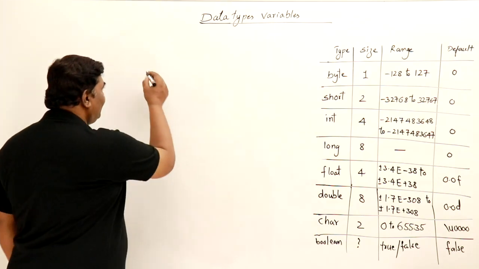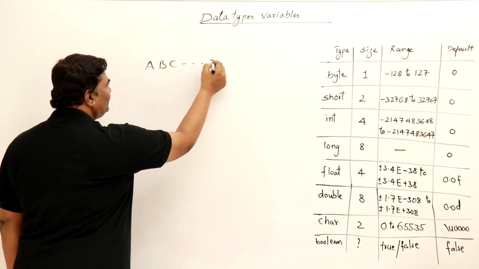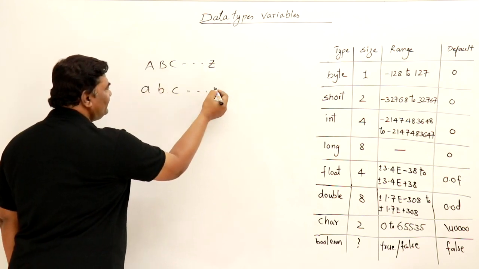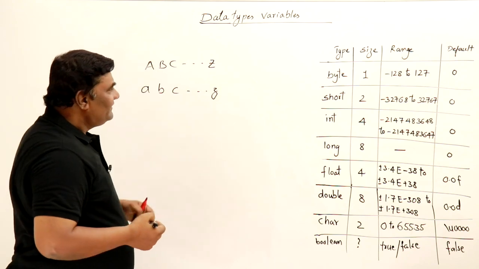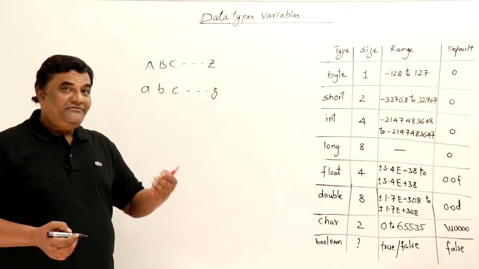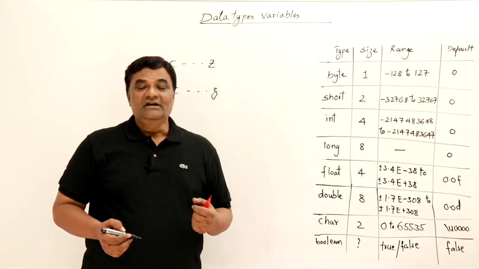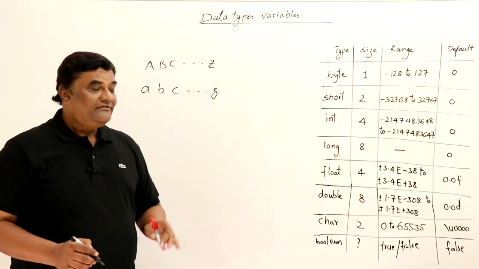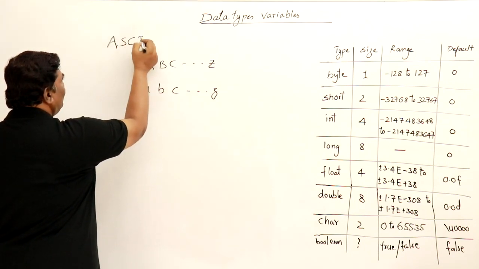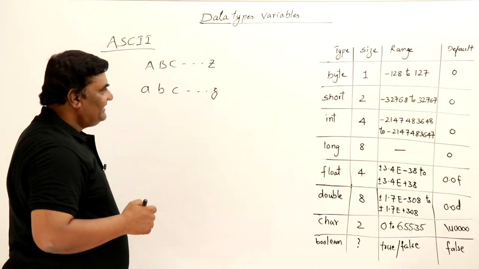Characters, like in the English language, we have alphabets like A, B, C, and so on to Z, or lowercase a, b, c, and so on to z. These are alphabets. So basically, the computer doesn't support alphabets. Then we use numeric values instead of these characters. Those numeric codes for English alphabets are called ASCII, American Standard Code for Information Interchange.